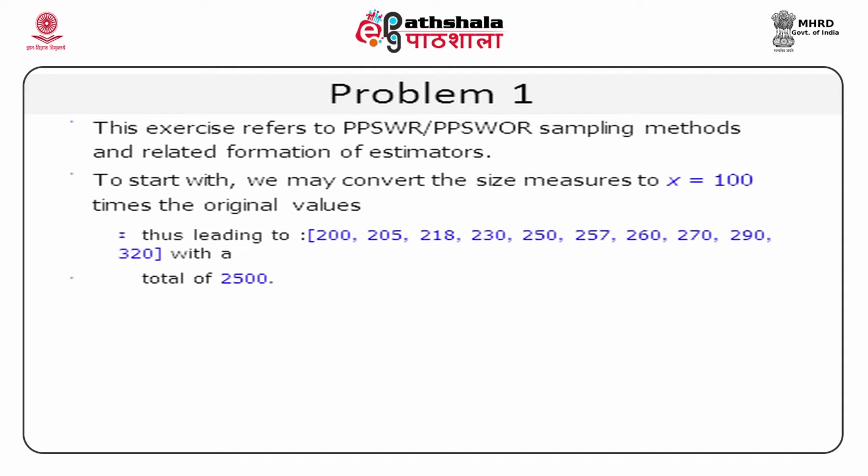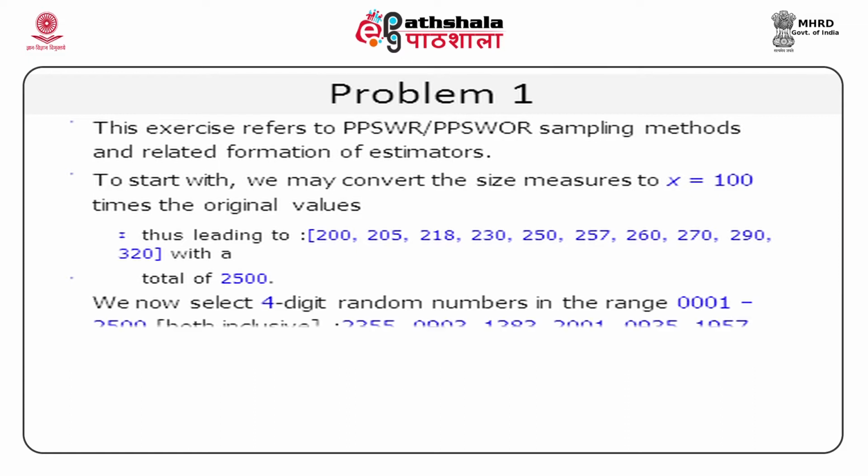To start with, because all the auxiliary size measures are like 2.0, 2.05 etc., you can multiply all of them by a suitable multiplier to make sure that you are dealing with only numbers or integers. So, that is why to start with you multiply everything by 100 to make the numbers read like 200, 205, 218 etc., with a total of 2500. Now, you select a 4-digit random number ranging between 0001 to 2500.